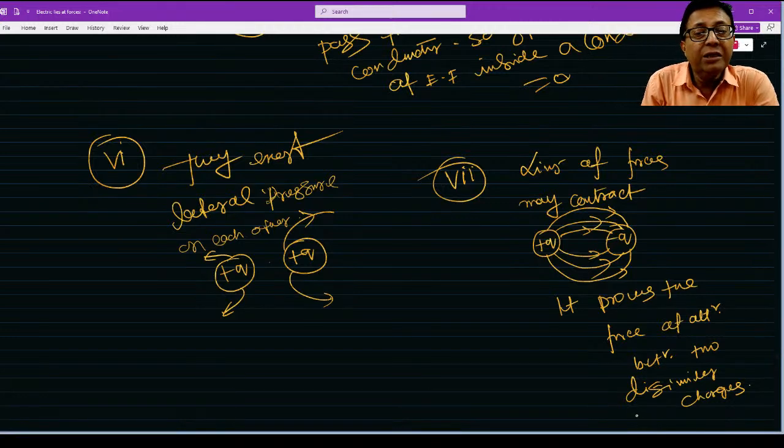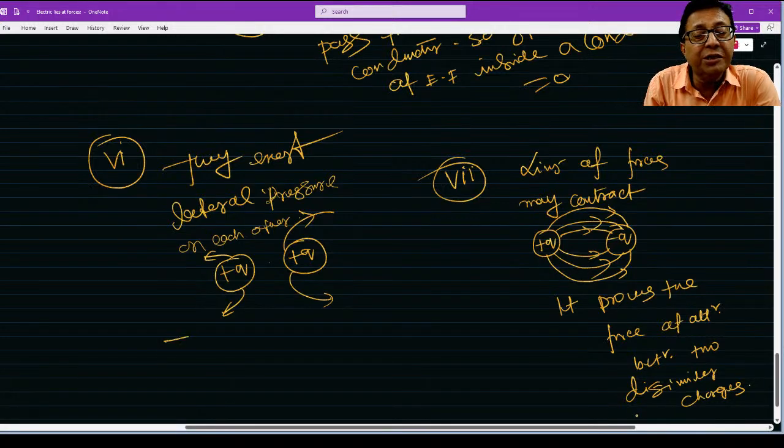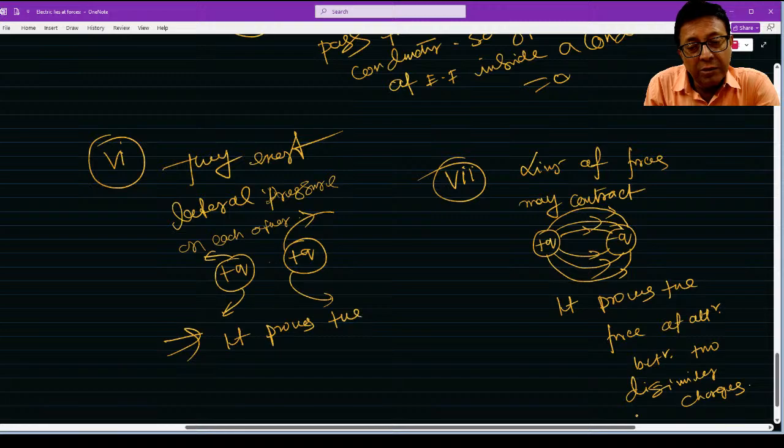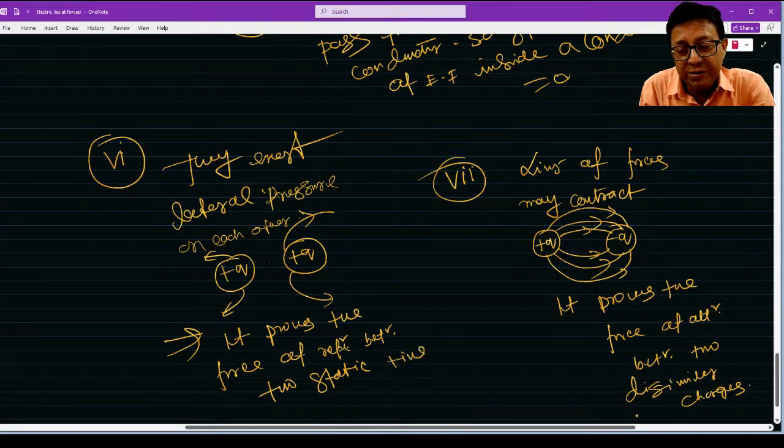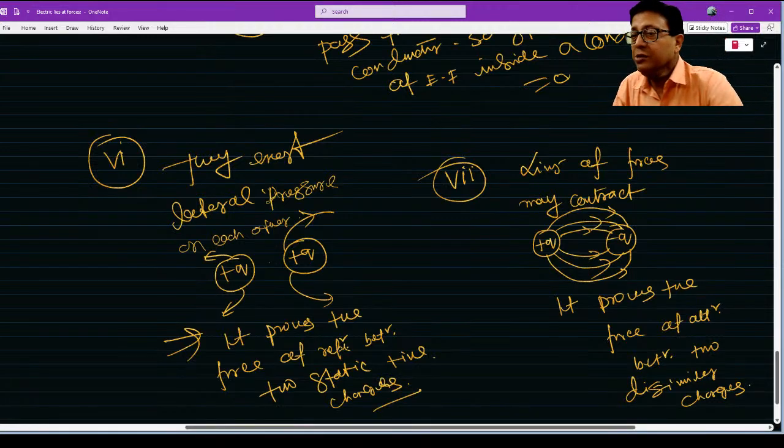They exert lateral pressure on each other. What does it imply? It proves the force of repulsion between two static, obviously static, positive charges. Okay? Clear? Understood?